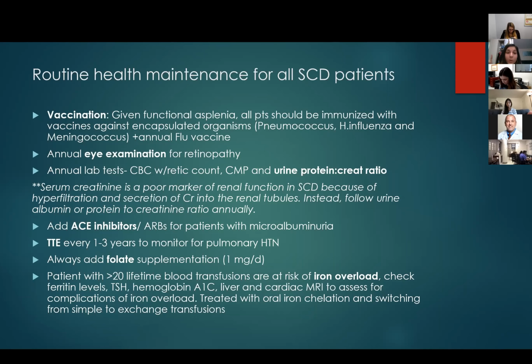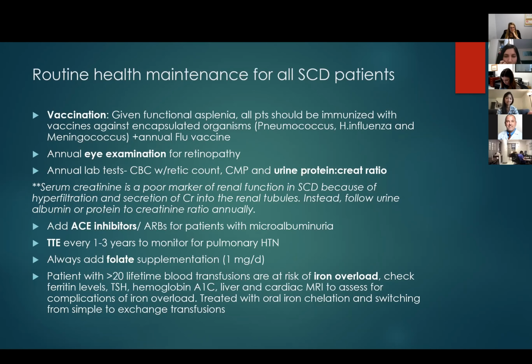They should be getting an annual eye exam for retinopathy. Just like diabetics, they should also be getting an annual urine protein creatinine ratio. Just an important point, serum creatinine is a poor marker of renal function in patients with sickle cell disease. It tends to overestimate their renal function because these patients have hyperfiltration and they secrete creatinine into the renal tubules. So it can be falsely low even if they have renal dysfunction.